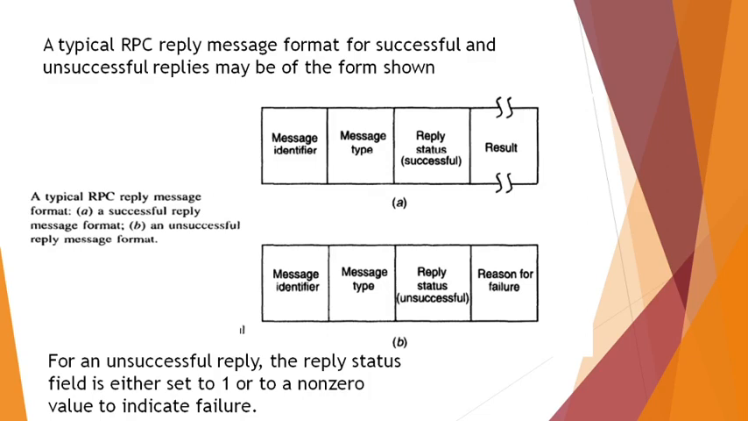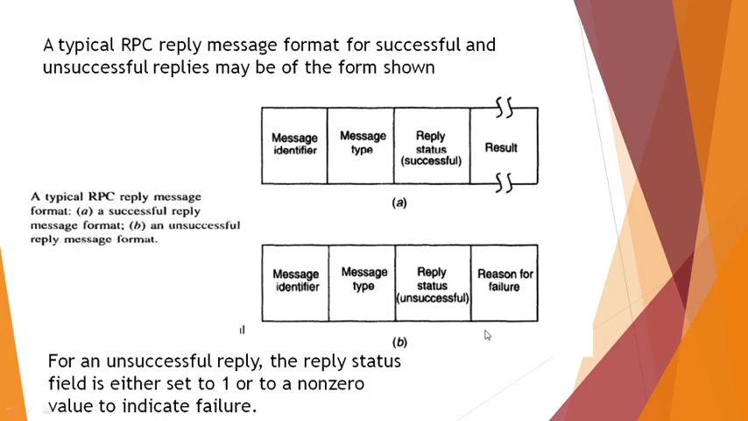So a typical RPC reply message format will be like this for successful and unsuccessful replies. A is a successful reply and B is an unsuccessful reply message format, in which we have discussed the previous list of conditions. It will send the unsuccessful reply message. So message identifier, message type, reply status, it will reply as successful, and it also returns the result back to the client.